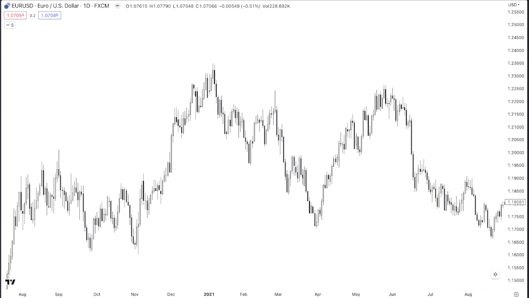Alrighty, hey guys, Johnsy here, and today we're going to be talking about how to use the XABCD tool as well as the Cypher tool for marking up harmonics on your charts.